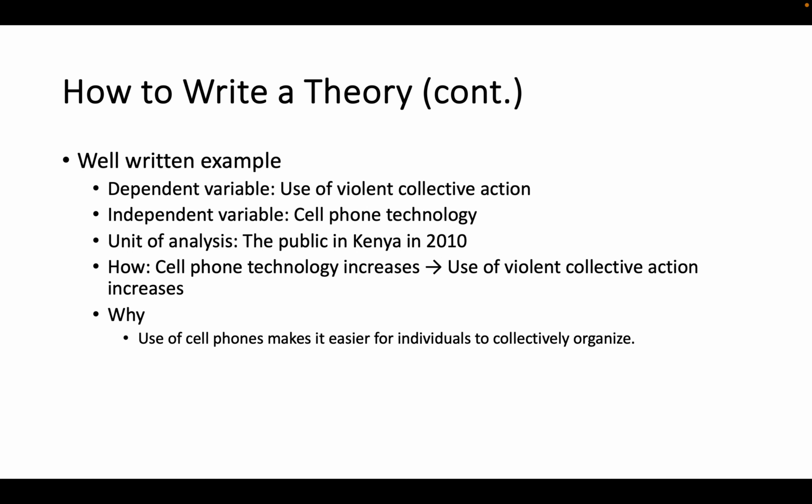The dependent variable, use of violent collective action, perhaps number of instances of violent action. Cell phone technology is the independent variable. As cell phone technology becomes more available, violent collective action also increases in likelihood. The unit of analysis is the public in Kenya in 2010, so it's a very specific time. And the how, as I just said: cell phone technology increases, and that leads to the use of violent collective action. That's a neat study there.